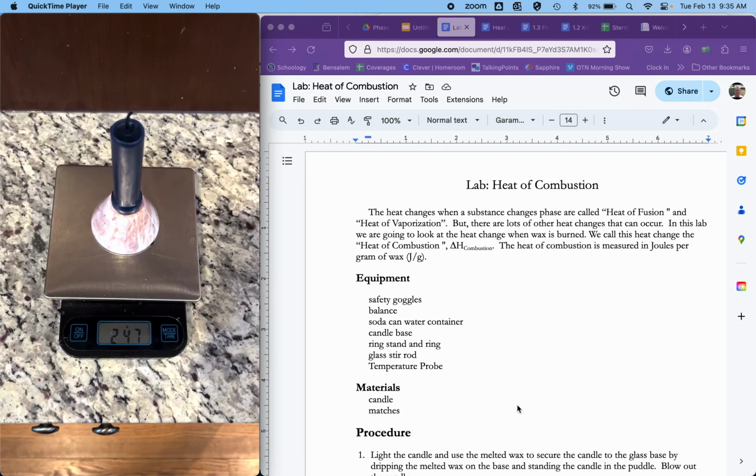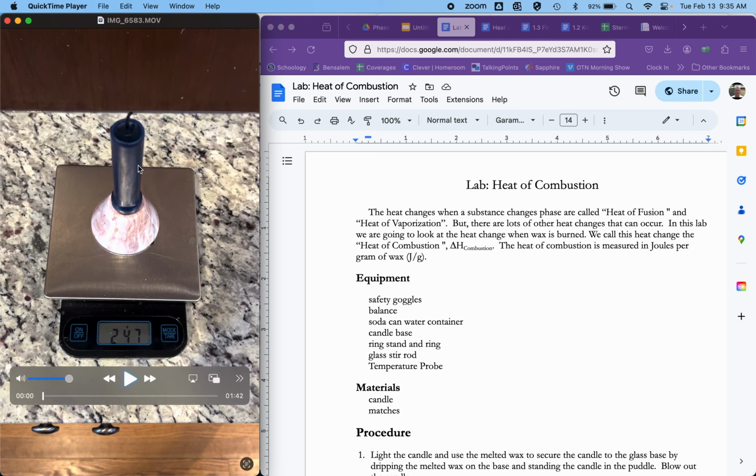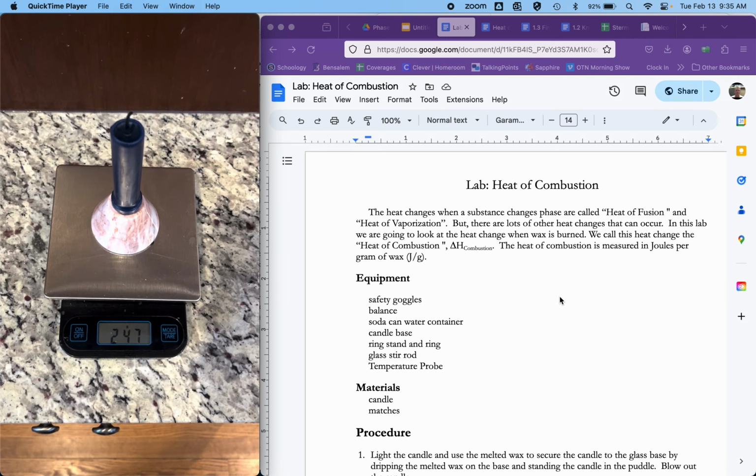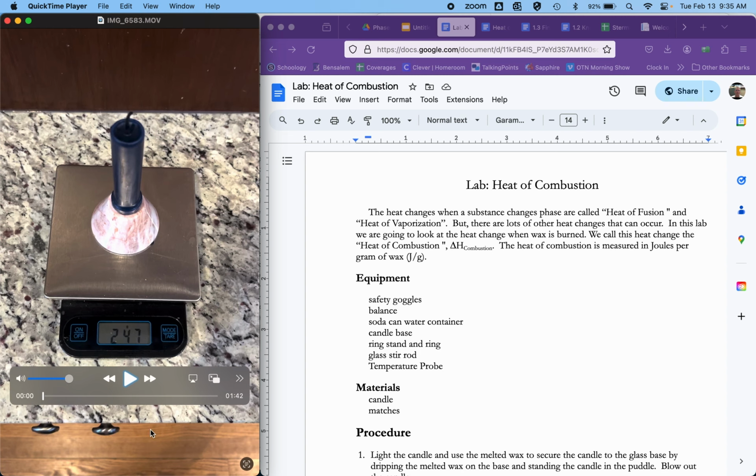Okay, if you are watching this video, it's probably because it's a snow day and your class has not yet done the heat of combustion lab. In the lab, we're going to take a candle, as you see here on the left, and use that candle to heat up a beaker of water. What we're going to do is explore the amount of heat that is contained in a candle. So let me show you this cheesy video I made, and then we'll go from there.